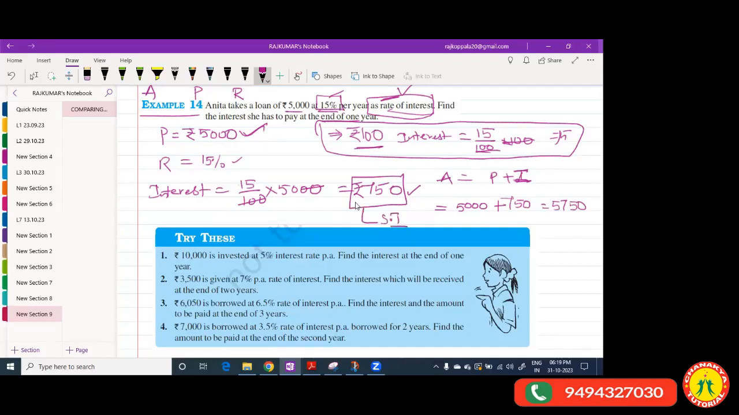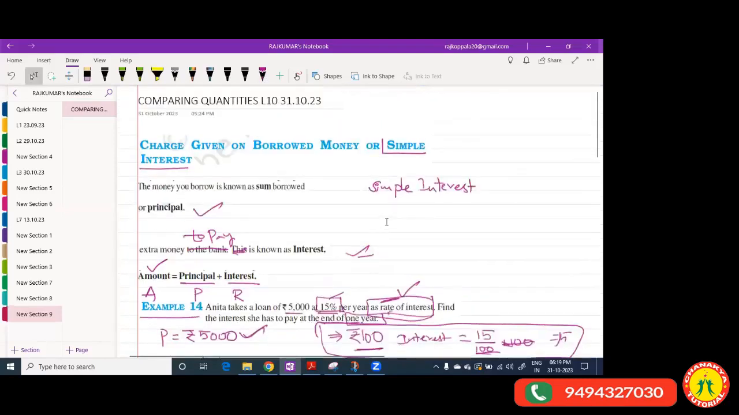Sometimes we have to calculate for 2 years, 3 years, like that. That is called simple interest. So simple interest is denoted by SI, and the formula is P into T into R by 100. PTR by 100. Here, what is P?